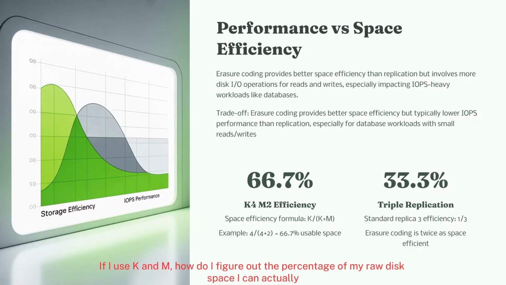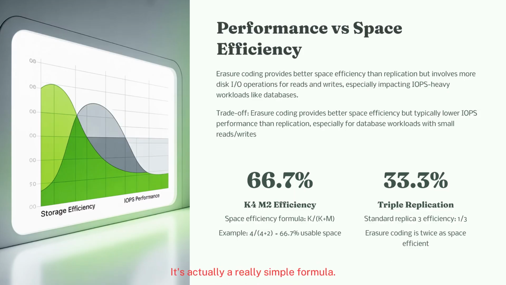If I use K and M, how do I figure out the percentage of my raw disk space I can actually store data on? It's actually a really simple formula. Your usable space efficiency is just K divided by K plus M. K divided by the total number of chunks.